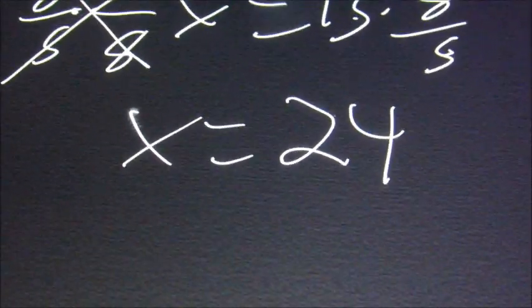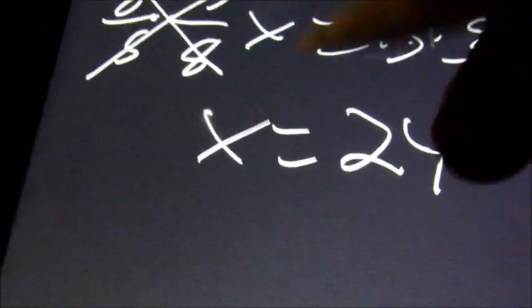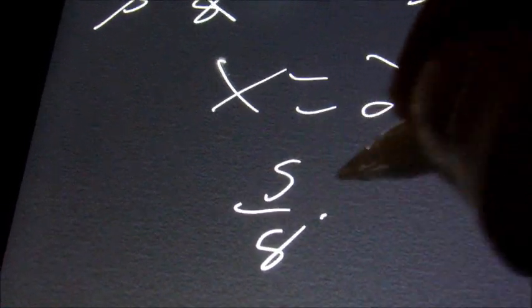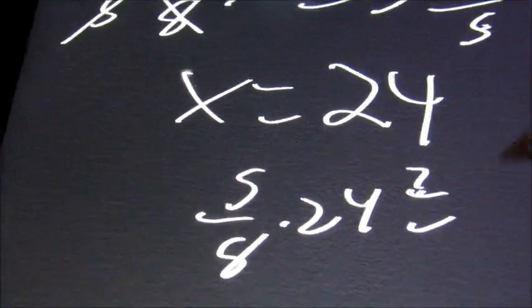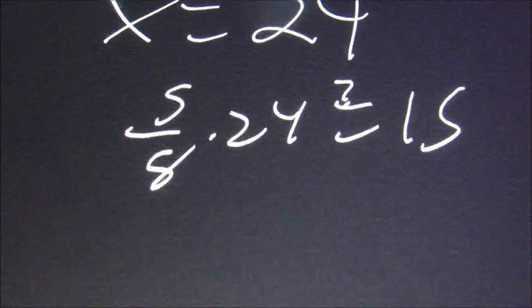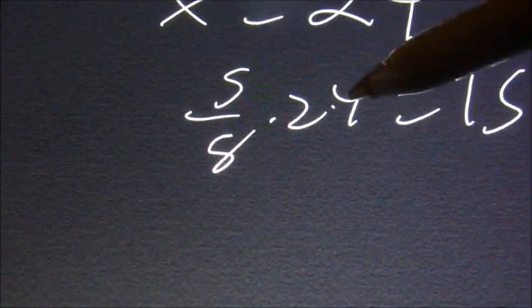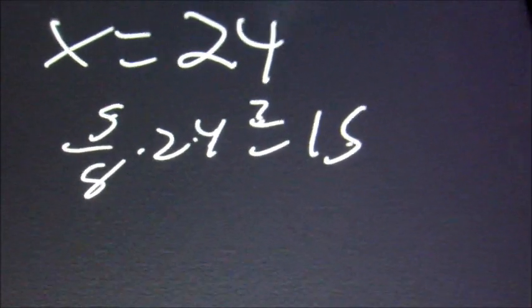is 24. If I want to check this, I can do 5 over 8 times 24, and does that equal 15? 8 into 24 is 3, times 5 is 15, so we got that one right.